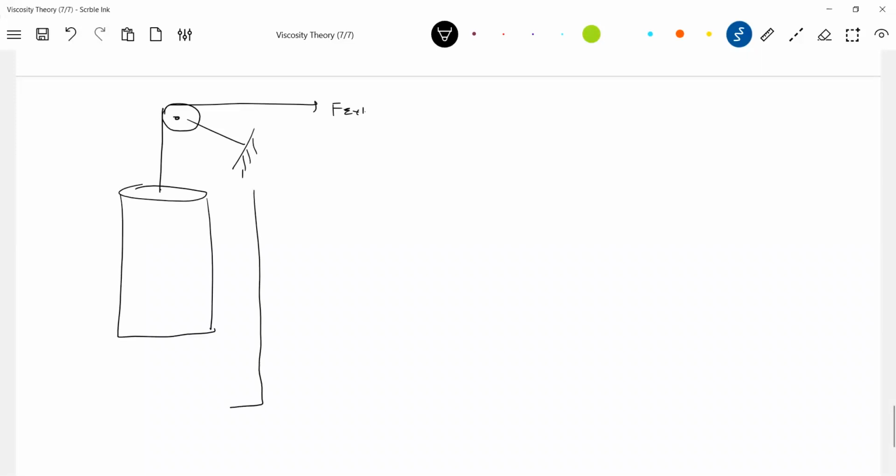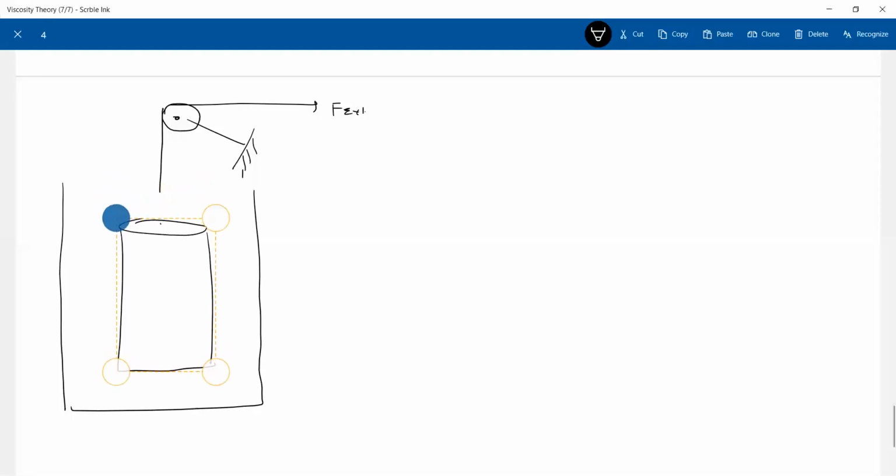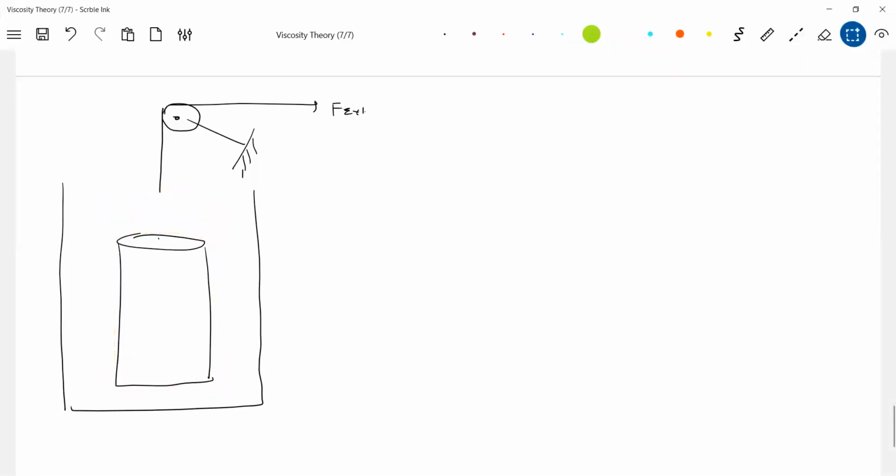I have to drag a cylinder through a liquid here. Now, this is filled up in a container, a vessel. How much force will apply on this cylinder? So let the cylinder be of height h, radius r.